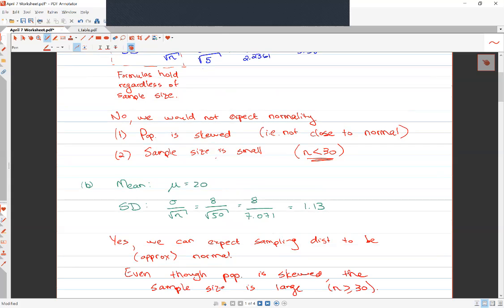So you don't need both conditions to hold, you just need one of them to hold, and that'll tell you that the sampling distribution is well approximated by the normal. You either need to start with something that's normal or close to normal, and the skewness tells us that it's not, or you need a large sample size. Does anyone have a question about problem 1?